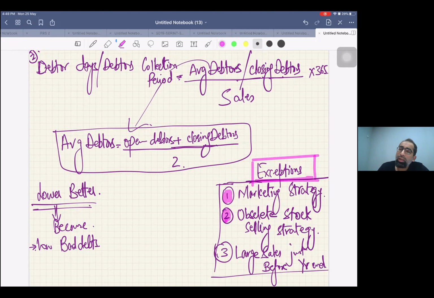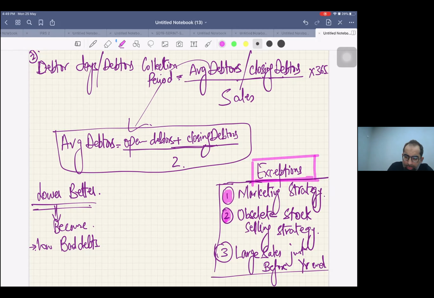So what I will do, I may give this product on 6 months credit. I will say to the customer, take the product and pay me after 6 months. Because I know within 3 or 4 days the stock will be of no value. You getting it? So, obsolete stock selling strategy. Giving you a practical example.